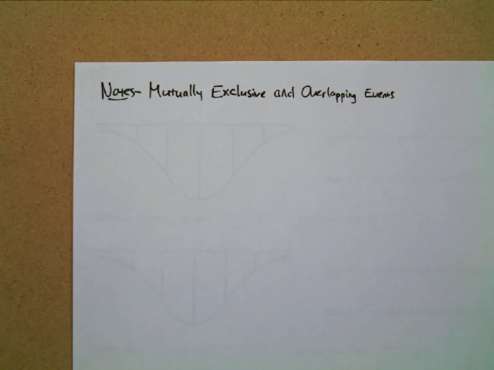So for example here, in our warm-up, event A had 3, 6, and 9 as possibilities. Event B had 1, 3, 5, 7, and 9. So event A and event B were overlapping somewhat, because what did they have in common between the two of them? Yeah, 3 and 9. So they were overlapping events. They were not mutually exclusive.